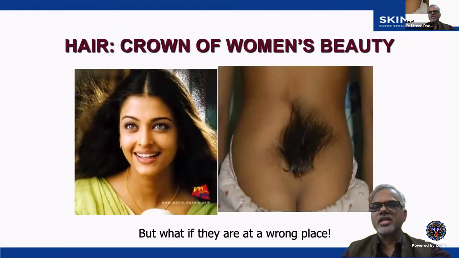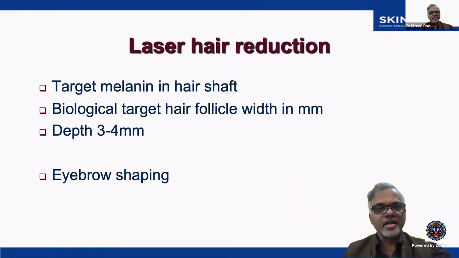Okay, now we'll start with the hair reduction lasers. Hair is a crown of a woman's beauty, but what if those hairs grow at the wrong place? So we want the hair in the right place and we want to remove the hair from the wrong place. The target is the melanin in the shaft of the hair. The biological target is the entire hair follicle. You just don't want to kill the hair shaft because that's a dead part. What is alive is the hair follicle surrounding that hair shaft.